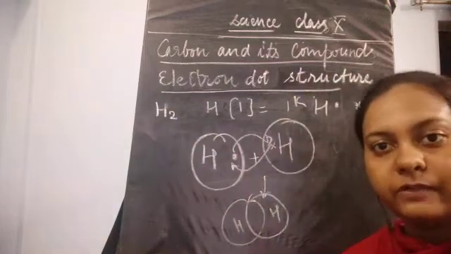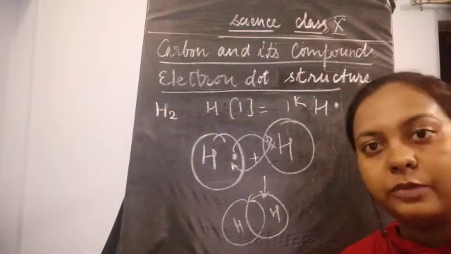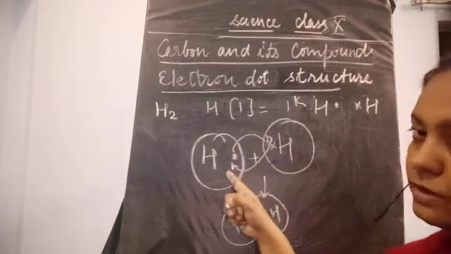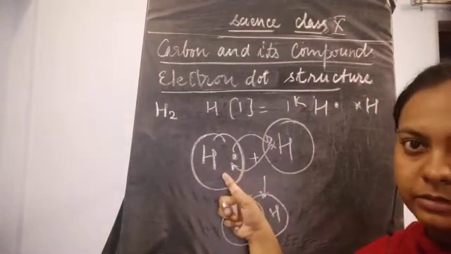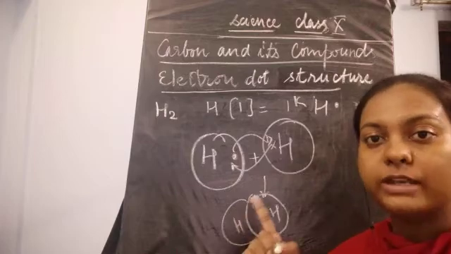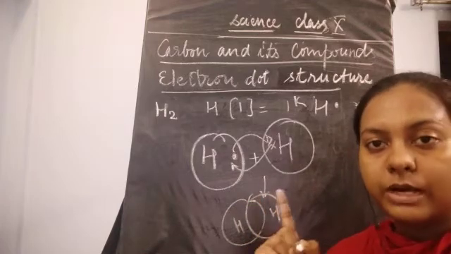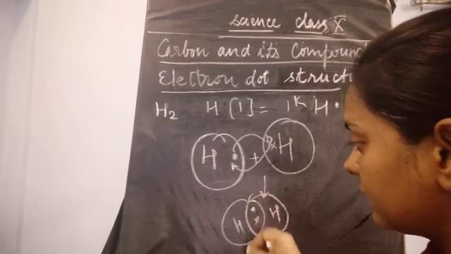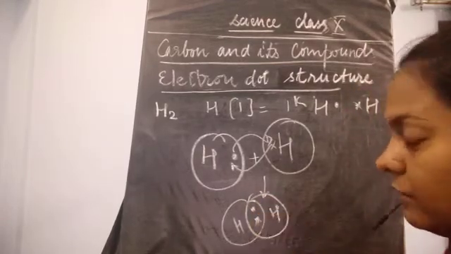So if it takes one more electron from somewhere, it would be stable. So what does it do? It is going to take up the electron from the next atom, which also consists of only one electron. So this is going to take up the electron from the next one, and that is why it has 2 electrons now.